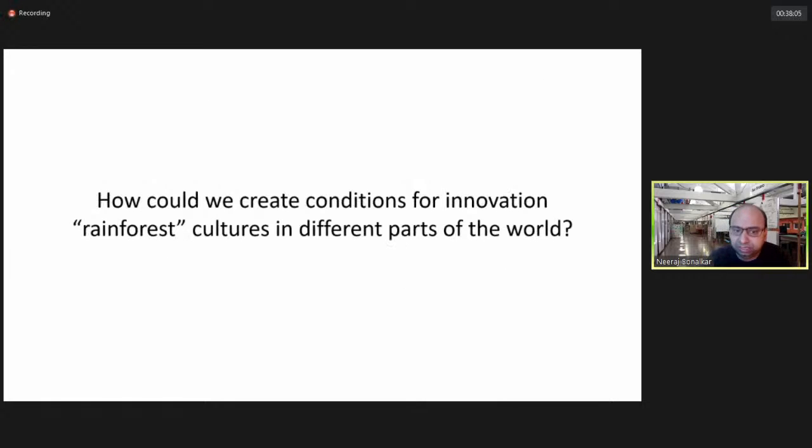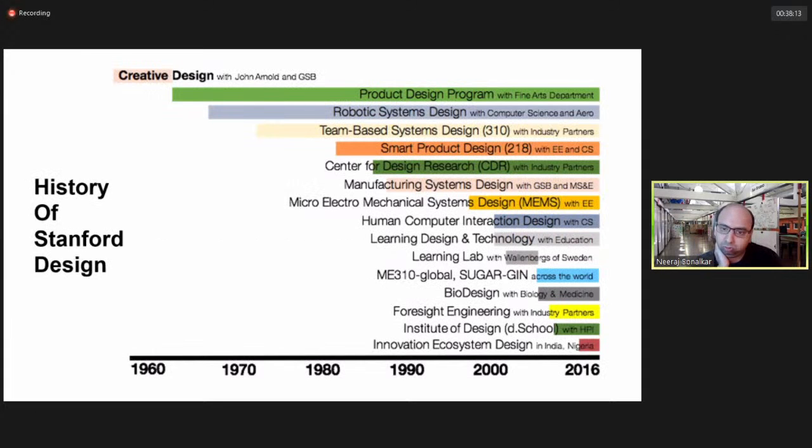So the key question that comes to us is, how could we create conditions for rainforest cultures in different parts of the world? And this is something that we have been working on throughout our work at Stanford Design Group, as well as the various centers we ran in many countries. So what you see on this slide here is the history of the Stanford Design Group, the group that I'm part of currently. And this was started off in the 1960s, actually a bit earlier, late 1950s, with John Arnold and GSP.